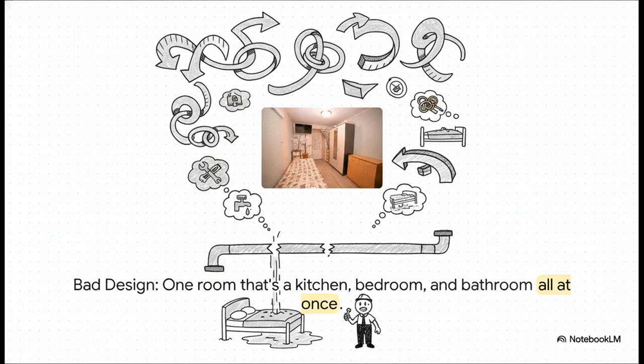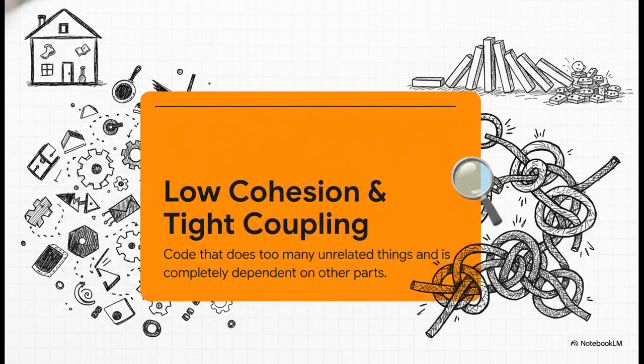It's a total nightmare. In the world of programming, this disaster has a name. It's called low cohesion, because that one room has no single focused purpose. And it's called tight coupling, because everything is tangled together. A tiny little problem in one area creates a huge mess absolutely everywhere else.